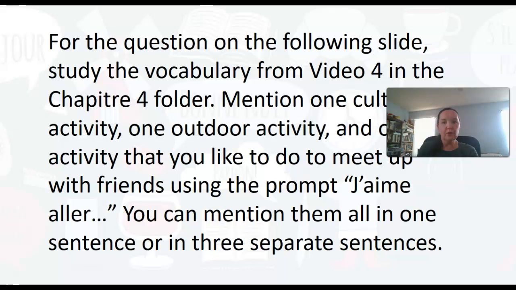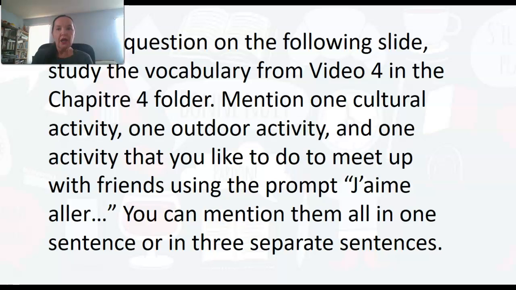Okay, now for the question on the following slide, I'll move myself up out of the way here. Study the vocabulary from video 4 in the Chapitre 4 folder, and the reason for that is because in video 4 you learned about les temps libres, les activités du temps libre. So les activités culturelles, les activités en plein air, les activités pour retrouver des amis. So that means, cultural activities, outdoor activities, activities to meet up with friends.